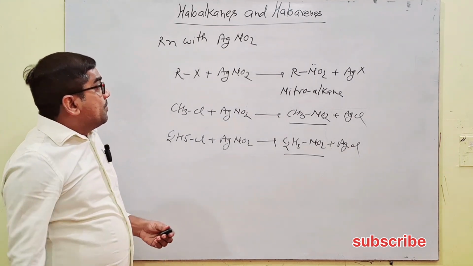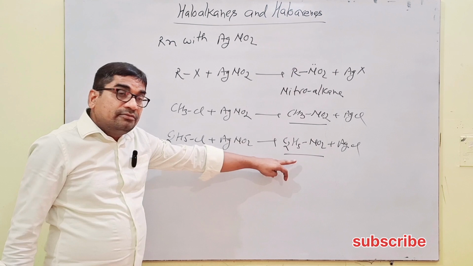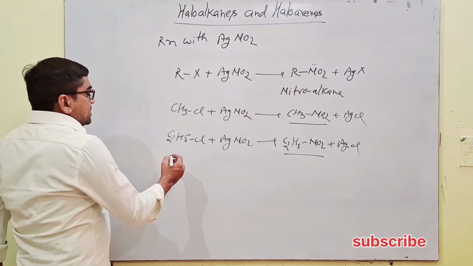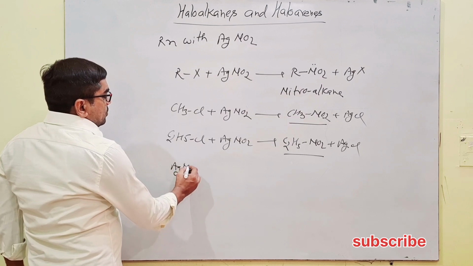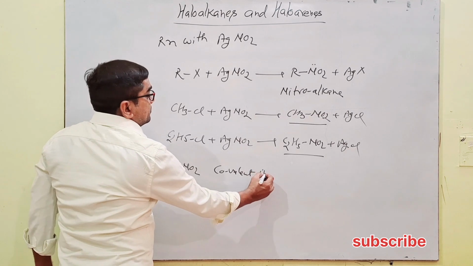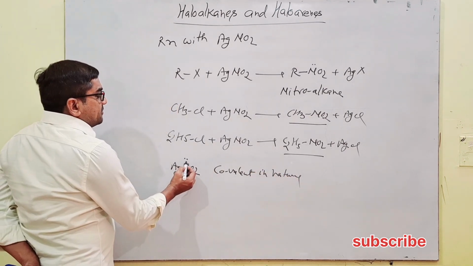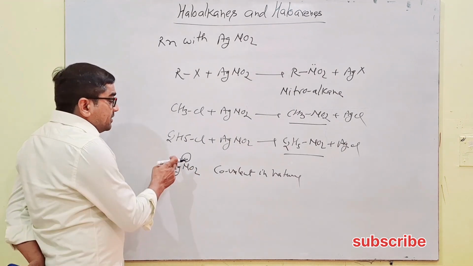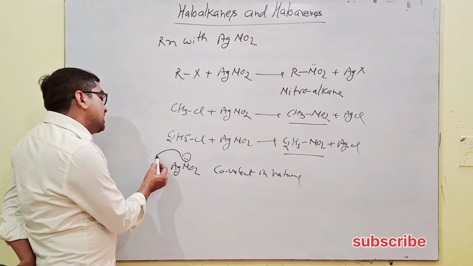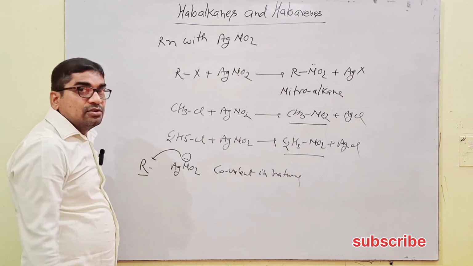So the question arises, why is there formation of nitro derivative when silver nitrite reacts with alkyl halides? The same answer: since AgNO2 is covalent in nature, only nitrogen is free due to availability of a lone pair of electrons, higher electron density. That's why this nitrogen makes a bond with alkyl and nitro derivative is obtained.